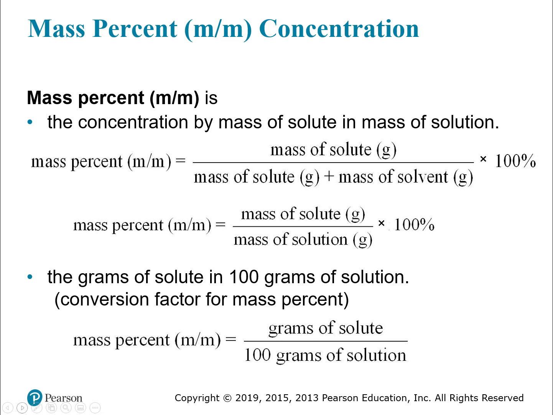We're going to talk about a few different ways that we can calculate concentration. The first is mass percent. So we're looking at the mass of the solute and the mass of the solution. Note that the mass of the solution is equal to the mass of the solute plus the mass of the solvent. And you multiply that by 100%. You can also use the mass percent as a conversion factor. And we'll address that in a little bit.